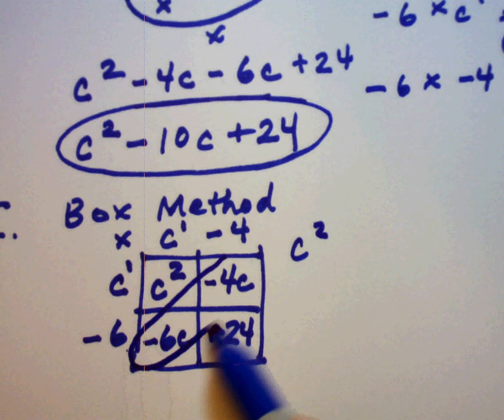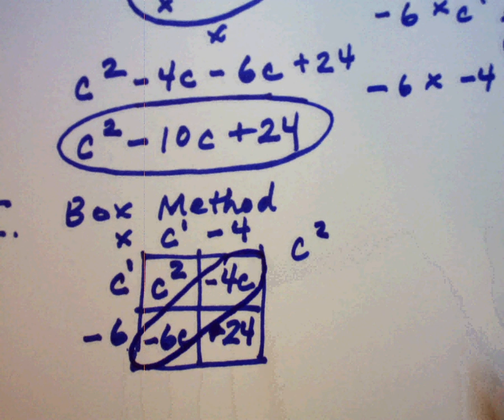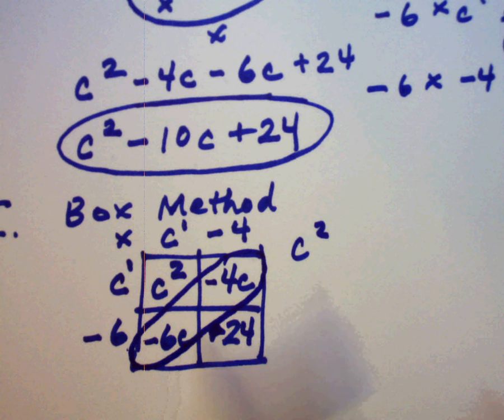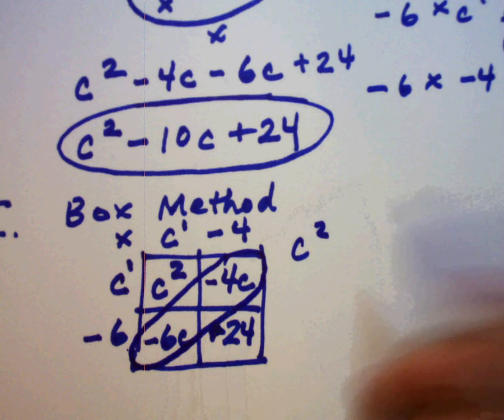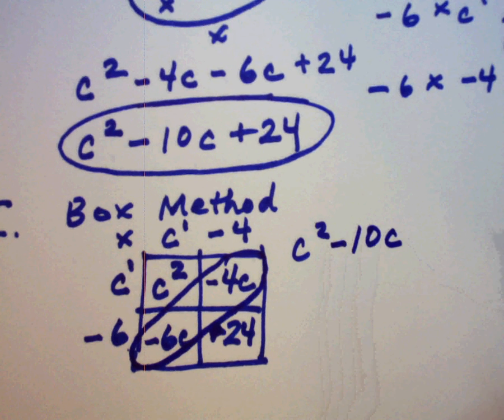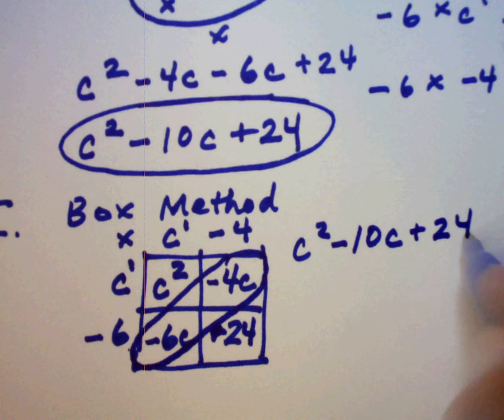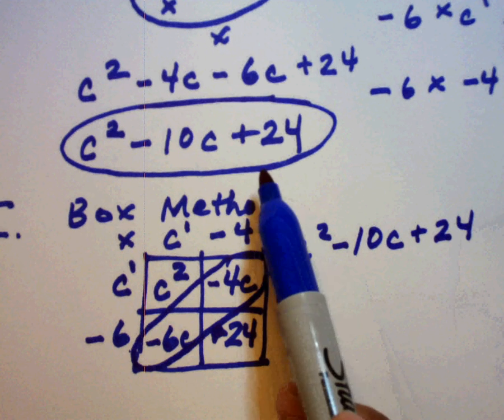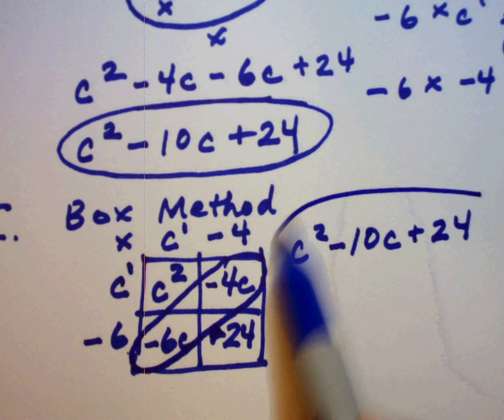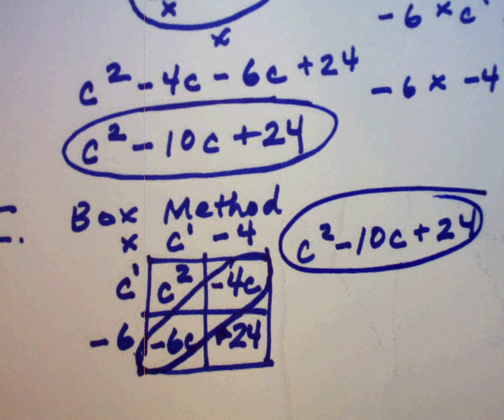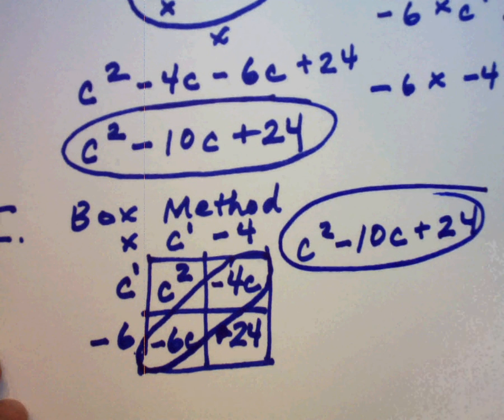And when you combine them in the box method, it's usually diagonal. Negative 6c plus a negative 4c is a negative 10c. And then the 24, I don't have any other numbers by itself, so I have a positive 24. And it's just like what we just did with the distributive property. Okay, so that is the box method.